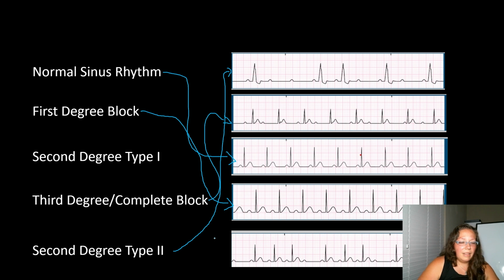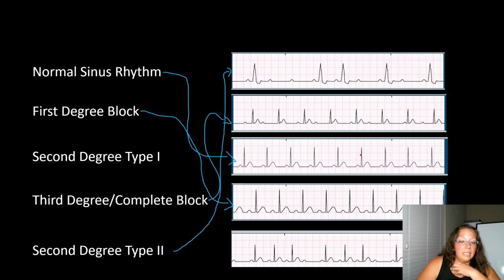All right, here's my favorite one. We can say that this is the last one at second degree type 1, but what if they duplicated one of these? So let's take a look. Are there P waves? Yep, there's P waves. There's QRSs. Does every P wave have a QRS? Nope, look, here's a P wave with that one. Here's a P wave with that one. Here's a P wave with that one. All right, so we've got a block. Not all the P's are getting through, so we have a second degree block.